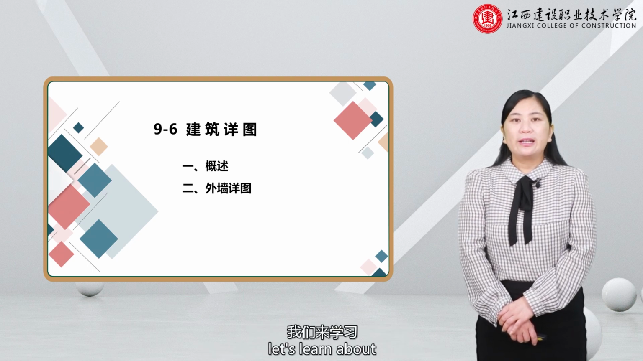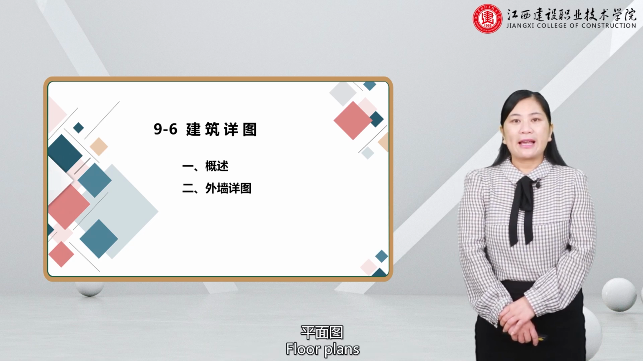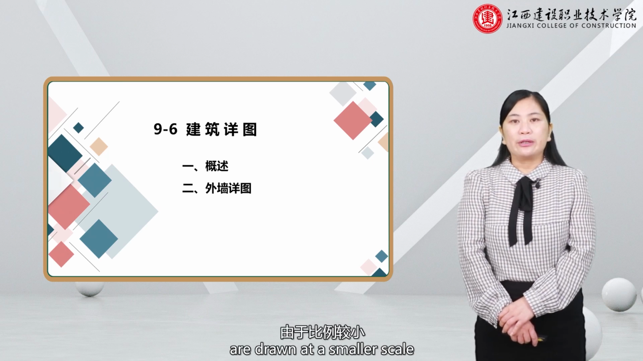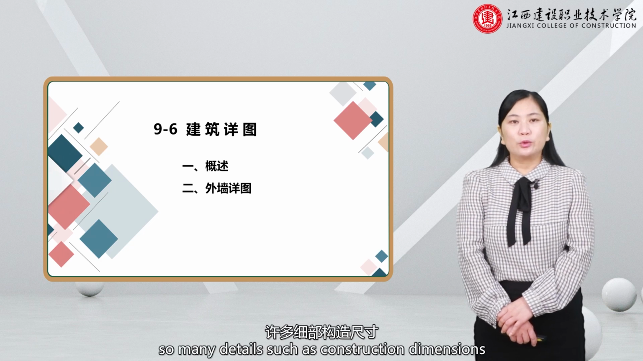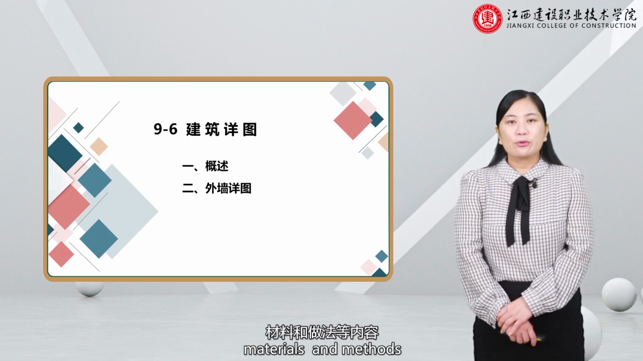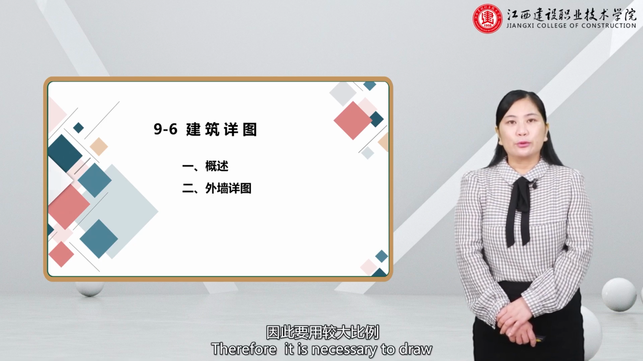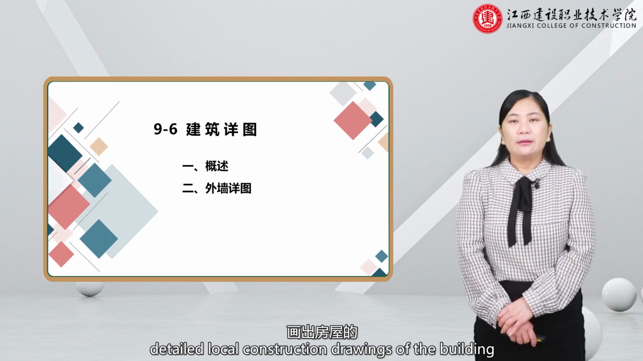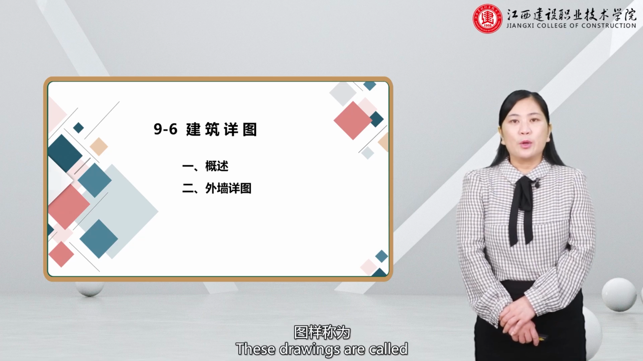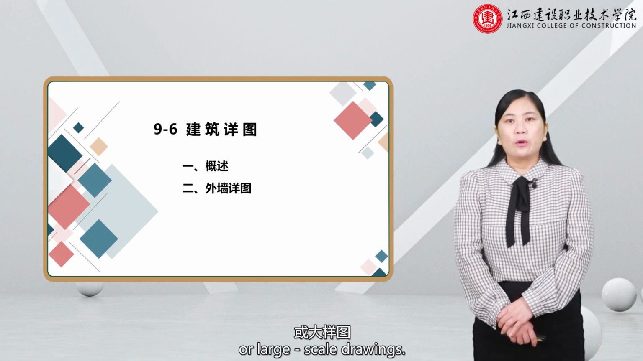Next, let's learn about architectural detail drawings. Floor plans, elevation views, and sectional views are drawn at a smaller scale, so many details such as construction dimensions, materials, and methods cannot be clearly expressed. Therefore, it is necessary to draw detailed local construction drawings of the building at a larger scale. These drawings are called architectural details or large-scale drawings.